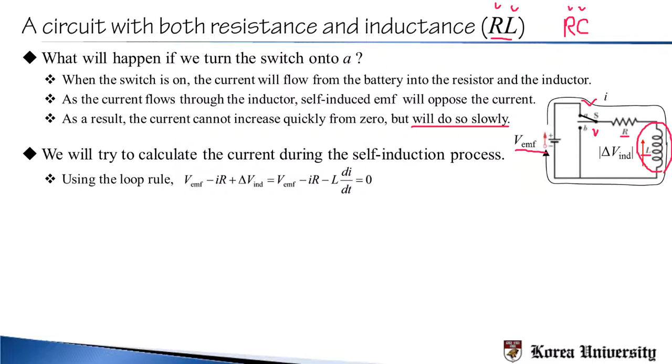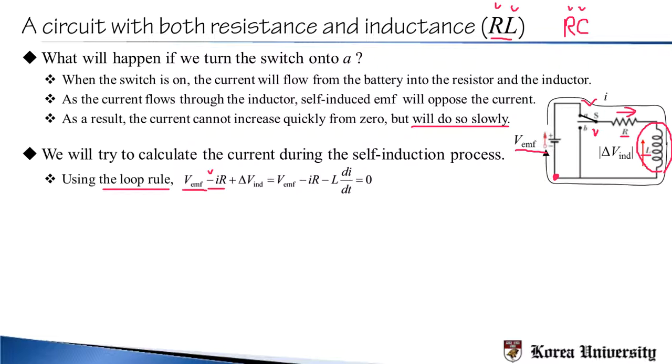Okay, so during this process, now we want to calculate the time dependence of the current. Okay, how do we calculate the current? Of course, let's use the loop rule. Okay, so going around this loop clockwise, starting from this position, you first come across this EMF device. So therefore, the potential difference is plus V EMF. And then next, you come across this resistor. Along the direction of the current, it has to be a minus IR, right?